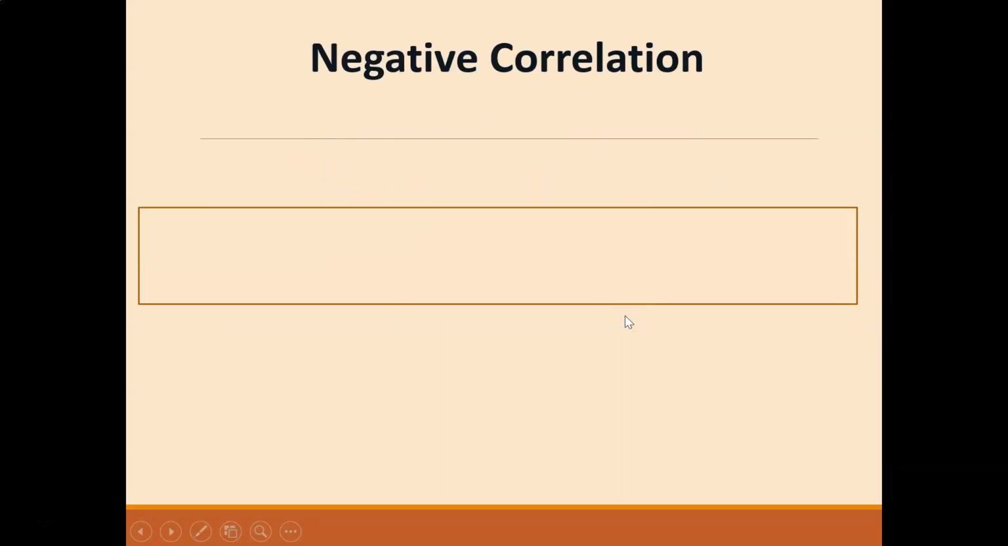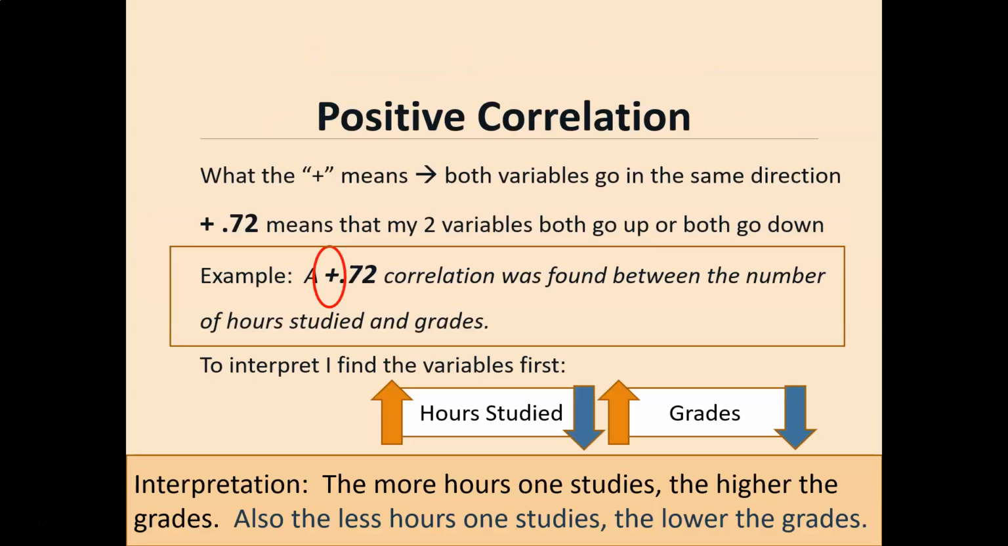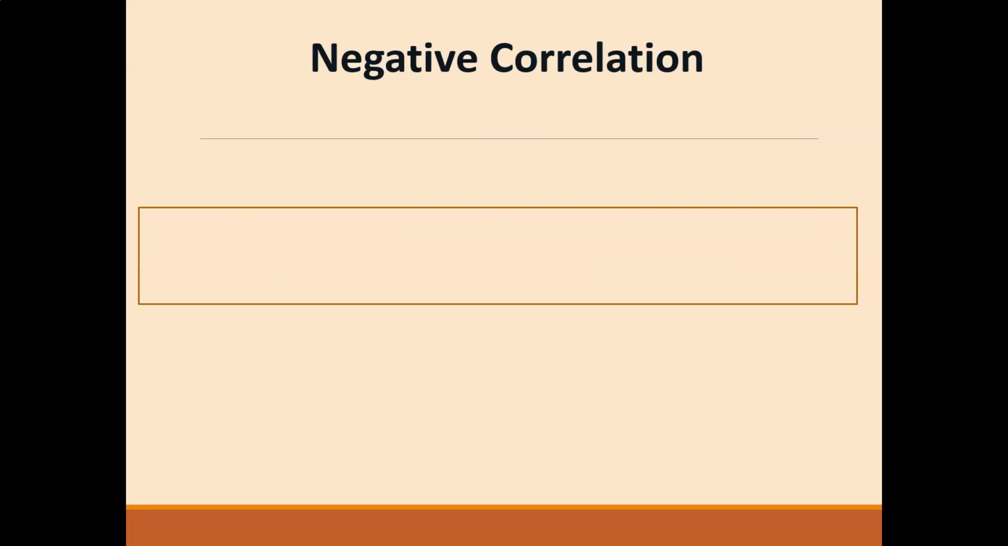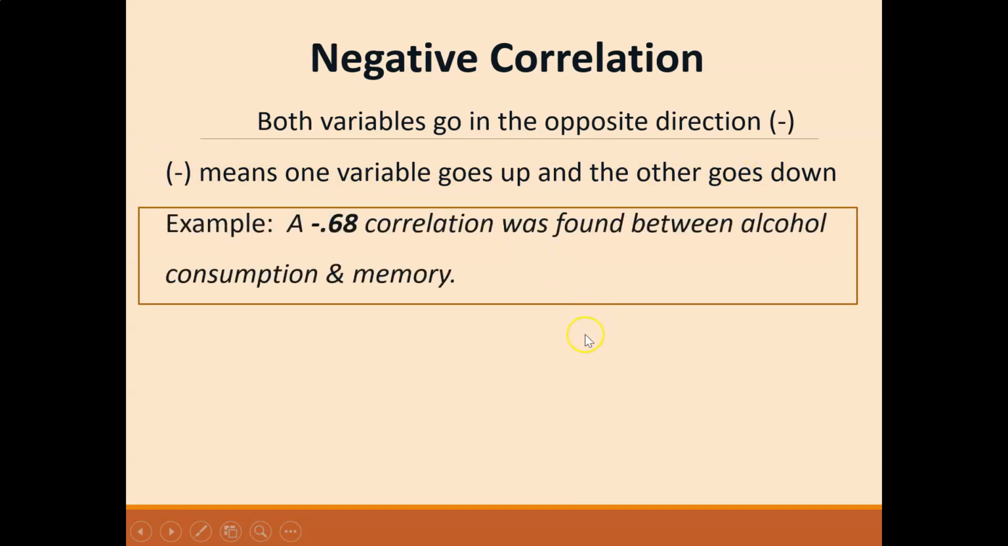All right, so now let's look at a negative correlation. That was a positive correlation. What we mean is they go in opposite directions. Before, they go in the same. That's a positive relationship. A negative correlation is they go in opposite directions. So now when you see a negative sign in front of the number, it means one variable goes up, but the other one goes down. So let's look and see what that might look like.